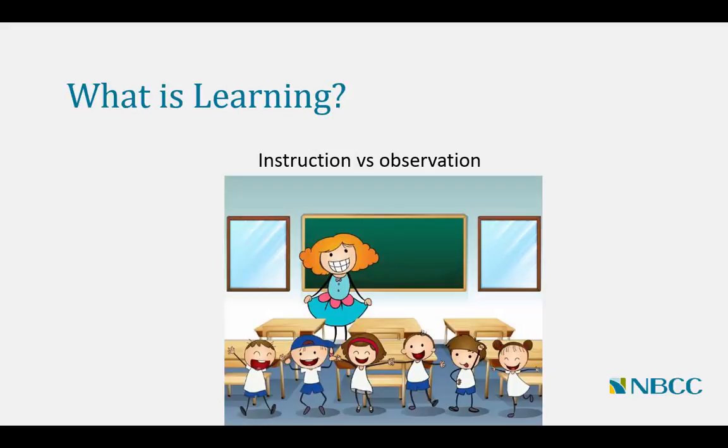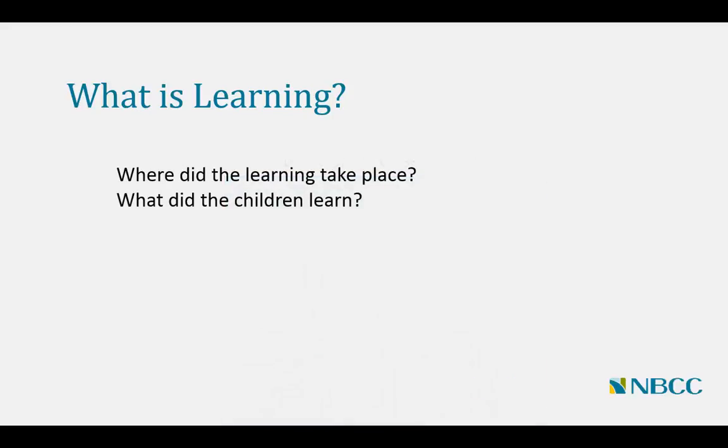Then, afterwards, she tells the children to line up to go outside, and the most popular student in the class pushes the other kids out of the way and laughingly goes to the front of the line. The teacher allows the child to stay there. So, in this case, where did learning take place? And what did the kids learn?